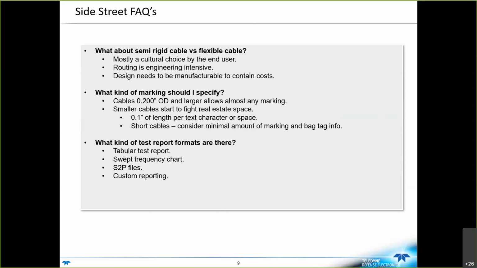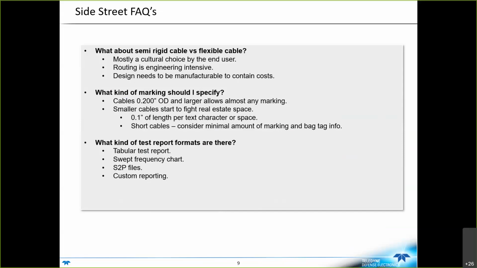And you would be very surprised how I get markers of 15 characters or more, and people want to do it in 1/2 inch to 3/4 of an inch. So if you're looking at short cables, is it something you could consider, putting the minimal amount of marking on it, maybe just the ends, and putting the remaining information on the bag tag? That, I think, works out a lot.